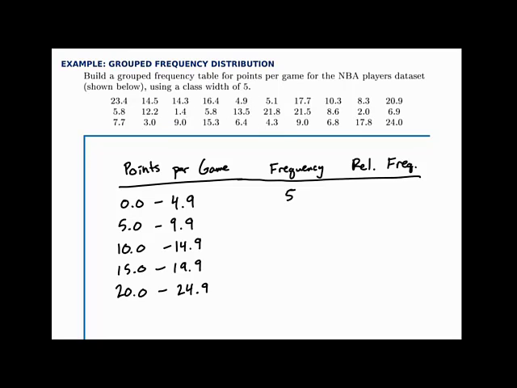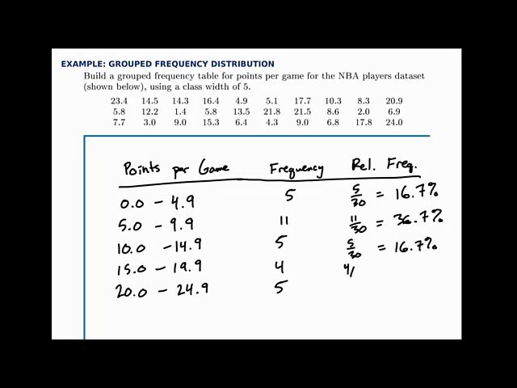So once you count all the others, you should get 11 for the second class, 5 for the third class, 4, and then 5 for the final class. And then if we divide each of these by 30 to get the relative frequency, 5 divided by 30 is 0.16 repeating, so you can round that to 0.167 or 16.7%. And then 11 out of 30, we could round to 36.7%. 5 out of 30 again is 16.7%.